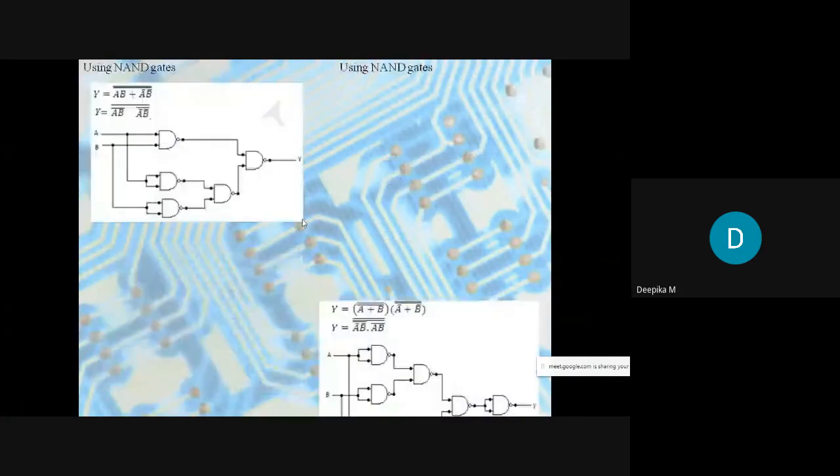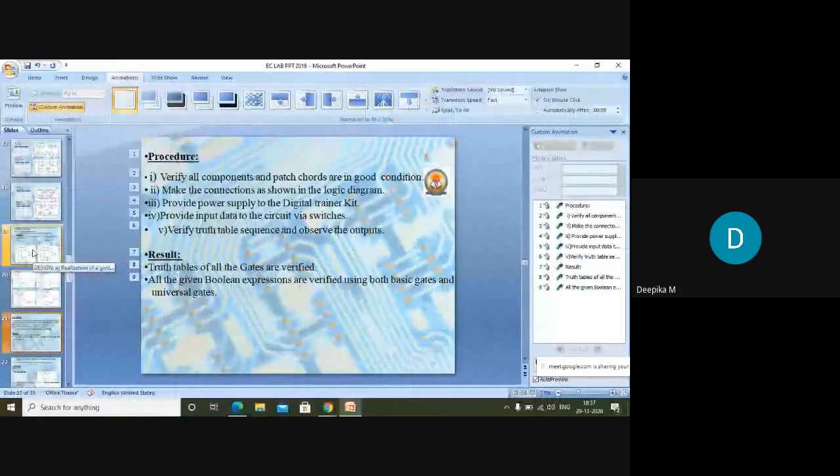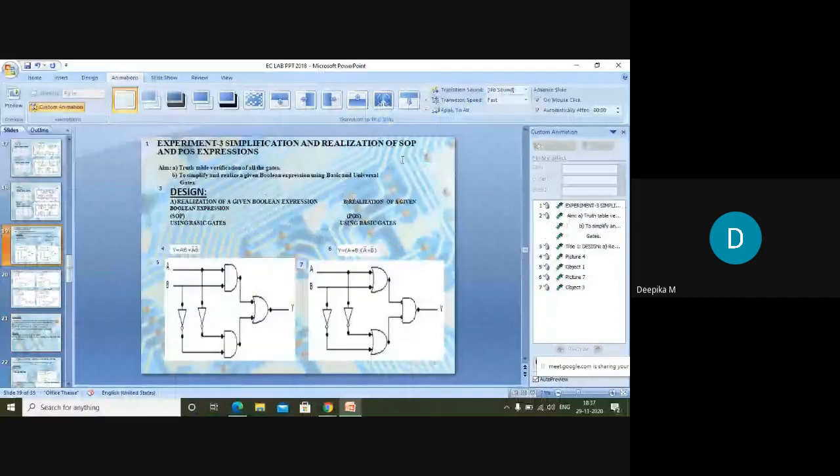In experiment number 3, we have the simplification and realization of SOP and POS functions. So what is the SOP function? You know that SOP is nothing but the sum of products. And what is the POS function? It is nothing but the product of sums. In this experiment number 3, we are going to explain how the simplification and realization of SOP and POS functions will be done.